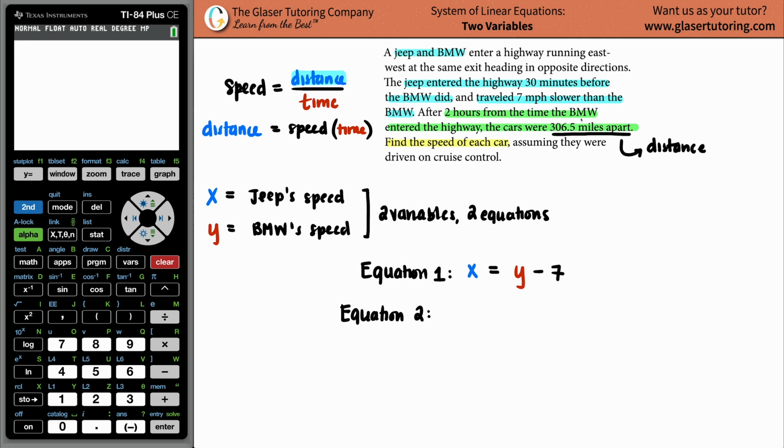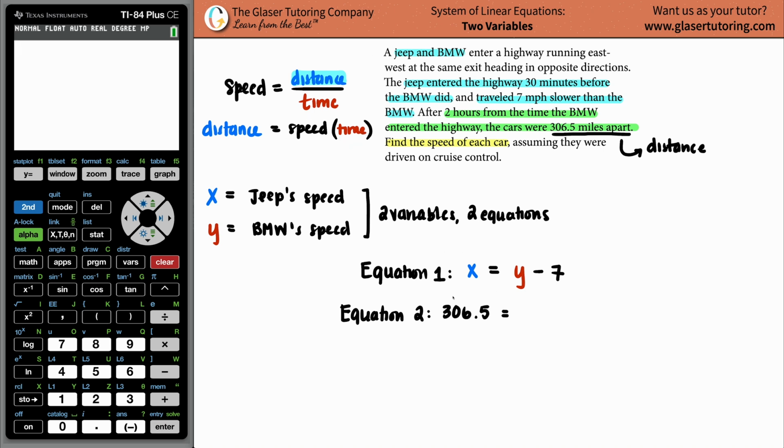Now we know that the total distance, right? We know that the total distance apart was 306.5. So whatever is going on here, this is going to equal, and it doesn't matter, we could put 306.5 over here, equals, or you could put your variables and then equal to it. It doesn't really matter. But now, for each one of them, it's its speed times the time.